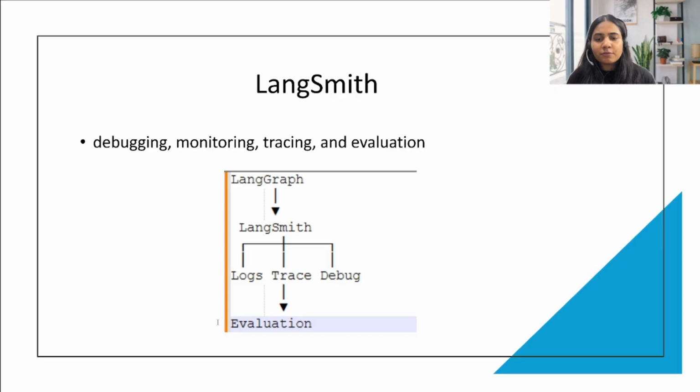Suppose our AI generates incorrect answers. Using LangSmith, we can inspect which node executed, which prompt was sent, which documents were retrieved, which tool was called, and why the final response was generated. And where it got stuck, everything we can debug and check here.